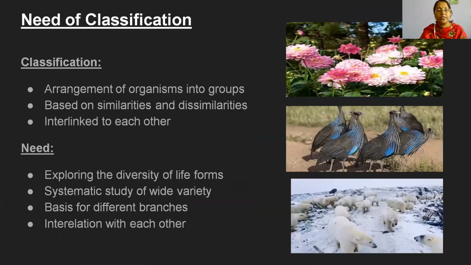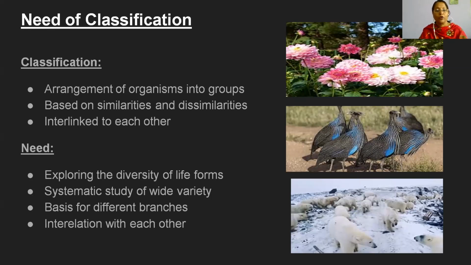Then, what is the need of this classification? First of all, what do you mean by classification? It is the arrangement of organisms into different groups based on similarities and dissimilarities. It is very difficult to know, identify and study all the organisms one by one. But if they are arranged in different groups based on their similarities and dissimilarities, then it is easier to study the different groups as a whole.